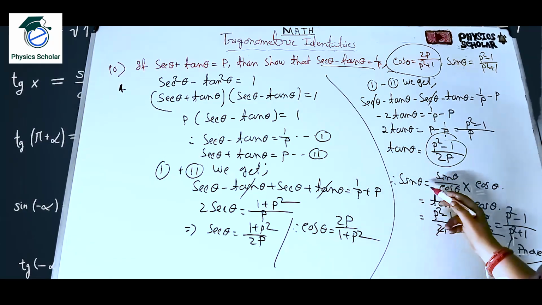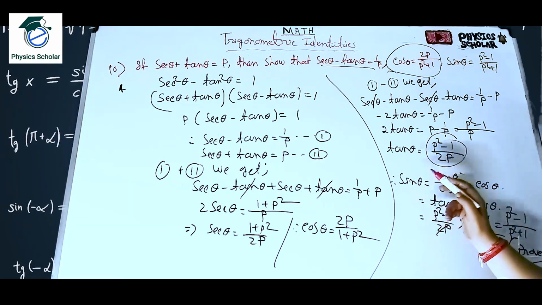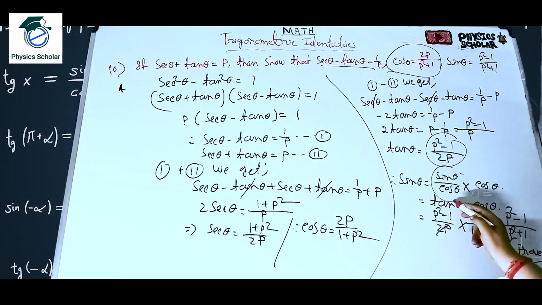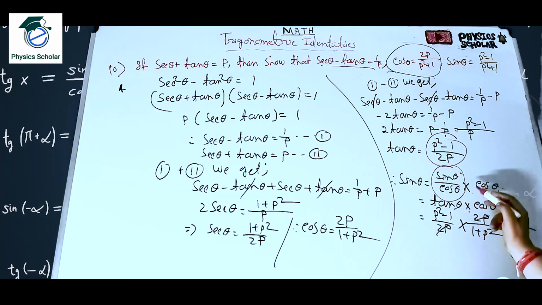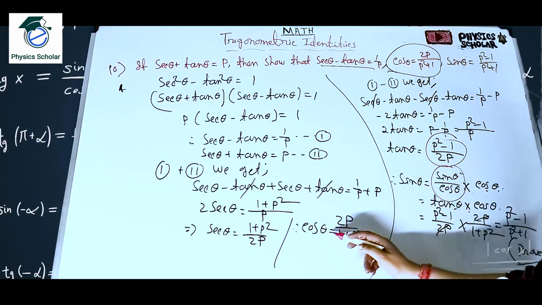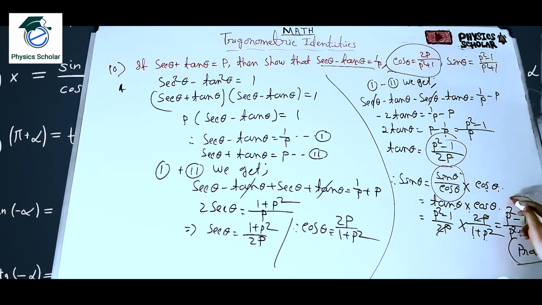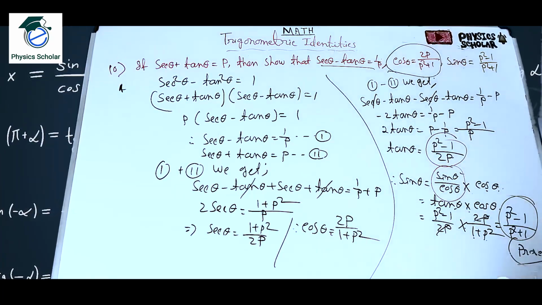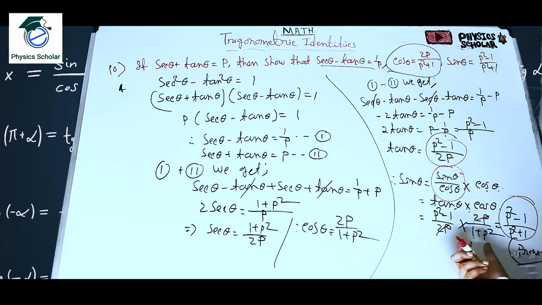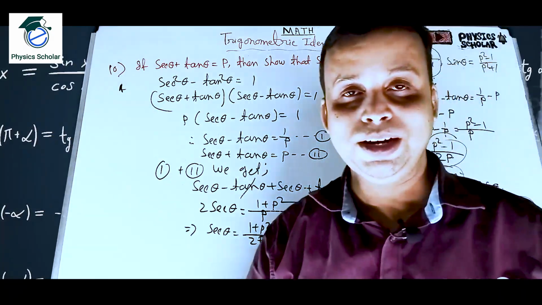Clear? Now how can we write sin theta? Sin theta is sin theta by cos theta into cos theta, so cos will be cancelled and it will be sin theta only. Sin theta by cos theta means tan theta into cos theta. What is the value of tan theta? P square minus 1 by 2p into the value of cos theta, which is 2p divided by 1 plus p square. 2p will be cancelled, so p square minus 1 by p square plus 1. So this is proved. Clear? Students, this is a very important sum also. Hope you have understood this.